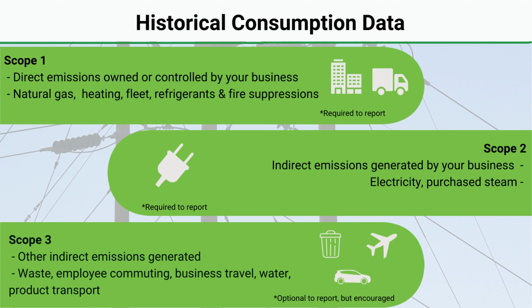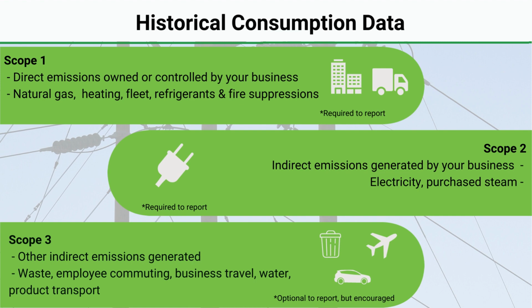Scope 1 emissions are direct greenhouse gas emissions from sources that are owned or controlled by your business. This typically includes natural gas, heating, refrigerants, and fire suppressants. Scope 2 emissions are emissions from the generation of purchased electricity or steam by your organization. Businesses are required to submit their Scope 1 and Scope 2 emissions data.